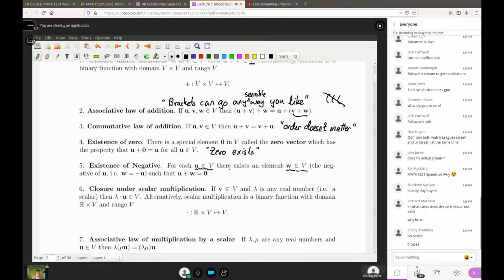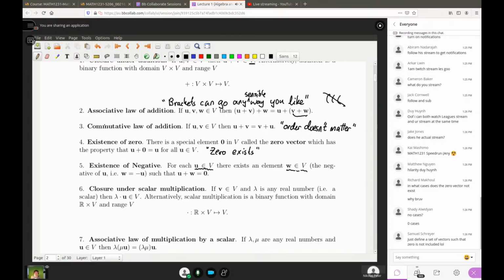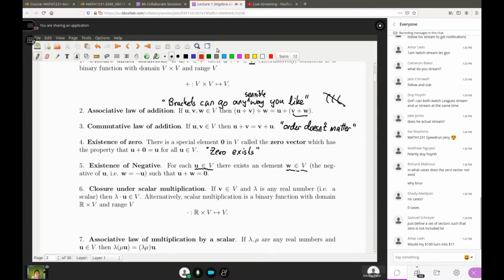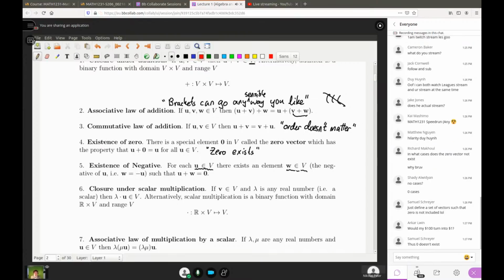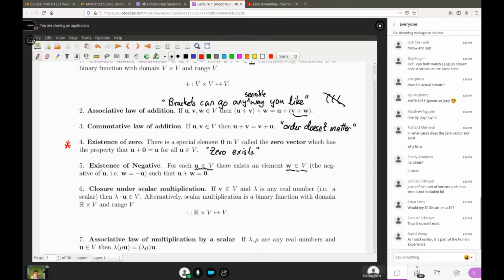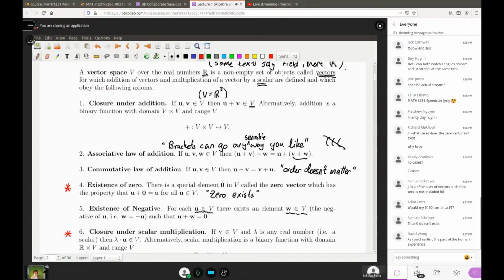Closure under scalar multiplication. By the way, we're doing 10 axioms here, but it will transpire that some are the important ones. Let me just bring them to your attention. The ones that are actually really important are the existence of 0, closure under scalar multiplication and closure under addition. That was the first one. These are the ones that we really end up using quite a lot.